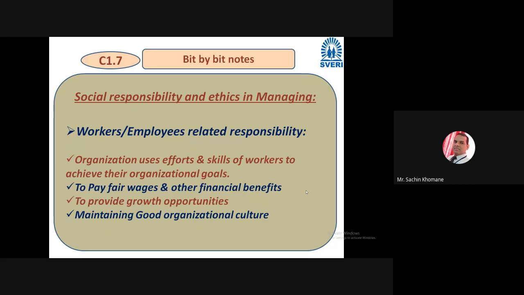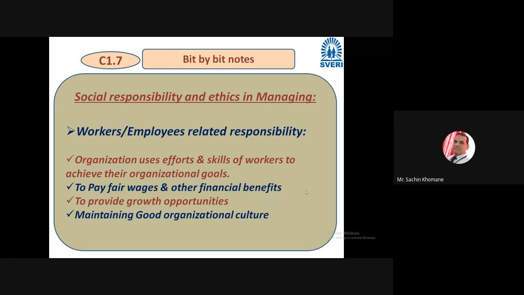They are helping to achieve your organizational goals. Now, what is the responsibility of the manager and organization? It is a social responsibility. Yes, workers are part of society. That's why it is worker-related social responsibility. So it is the responsibility of the manager to pay fair wages and other financial benefits.